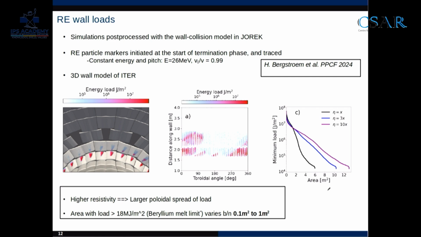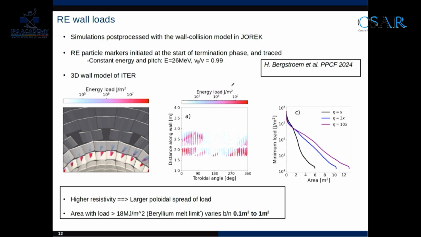Now coming finally to the wall loads. We also looked at what is the actual final impact of this stochastization on the wall loads of runaway electrons on ITER. A 3D wall model of ITER is used, and from the simulation that we had, runaway particles are seeded and they are followed to see where they will end up on the wall.